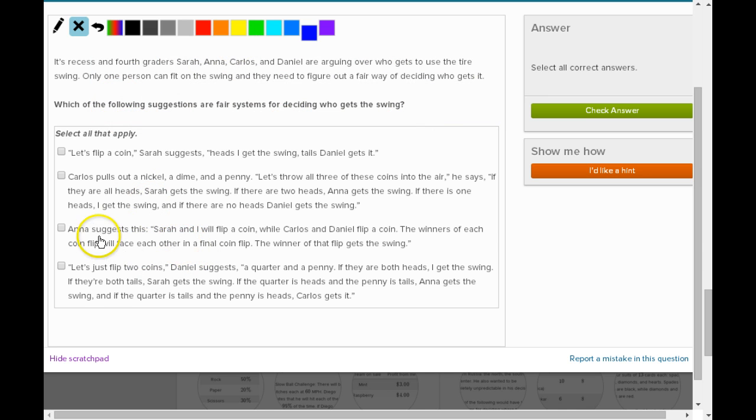So the next suggestion, Anna says, Sarah and I will flip a coin. Carlos and Daniel will flip a coin. The winners of each coin flip will face each other in a final coin flip. So in the beginning, everybody has a 1/2 chance, right? Each one of them has a 1/2 chance of winning. And then if they lose, we would eliminate 2 of them, and these guys would go again, and they would each have 1/2 again.